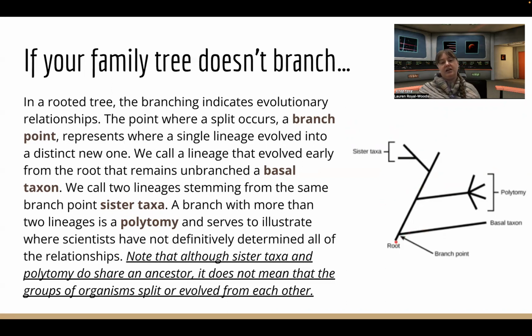As you can see right here, here's the root. Right here, some speciation must have happened at some point. And the creatures that did not change went this way into the basal taxon. And then the creatures that did change into a new species went on and split again right here into two new species. We call two lineages stemming from the same point sister taxa. So in this case, right up here, again, we've got a split from a common ancestor, a branch, but then it splits again and goes into new paths. And those are sister taxa, which is why I get so annoyed when somebody's like, well, the evolution says we came from monkeys.